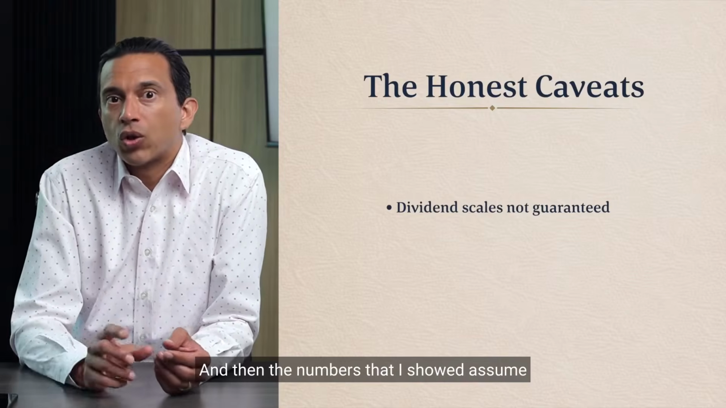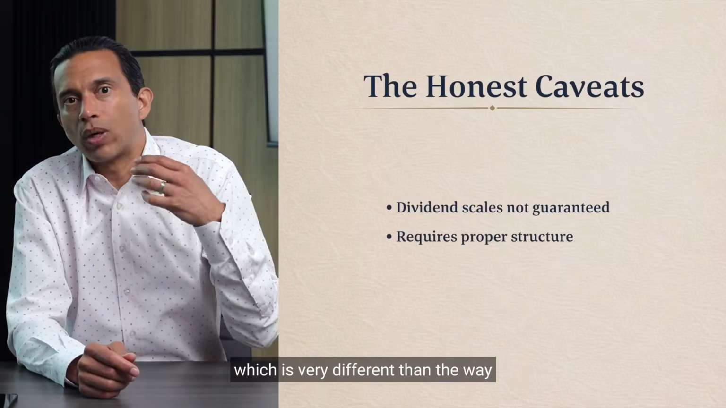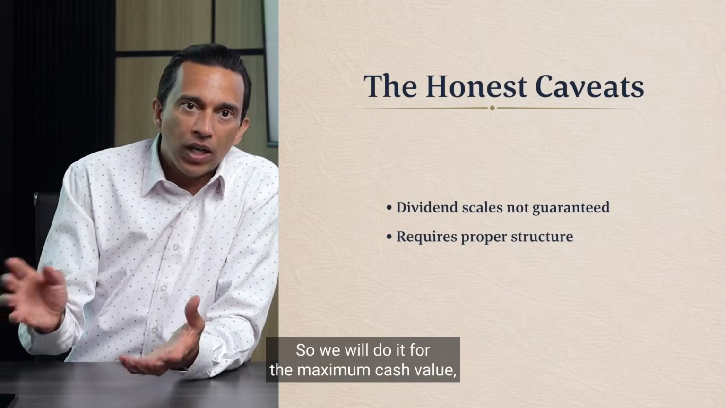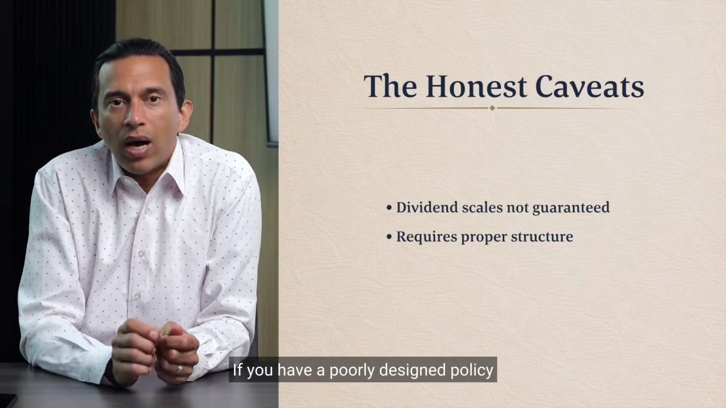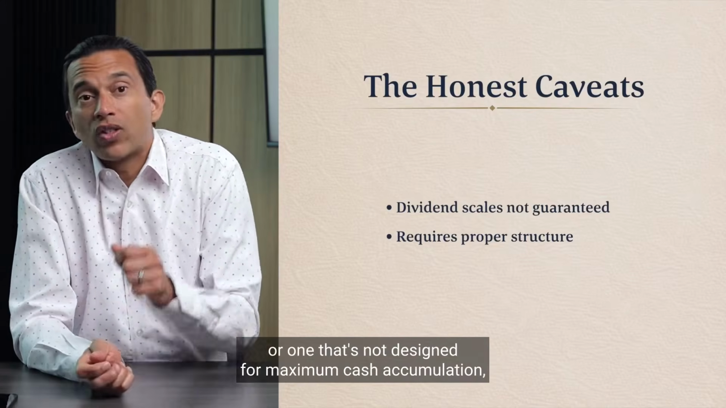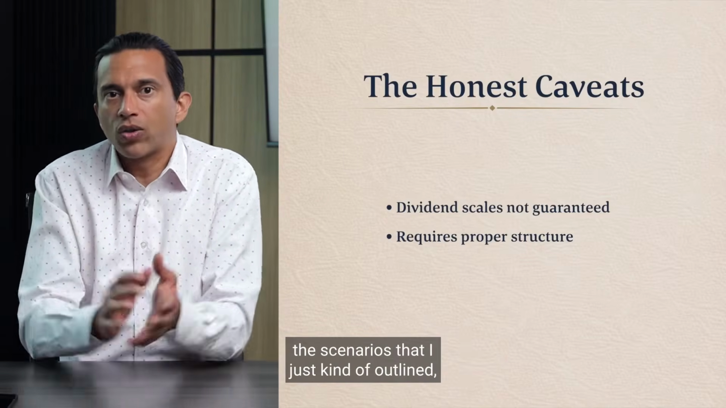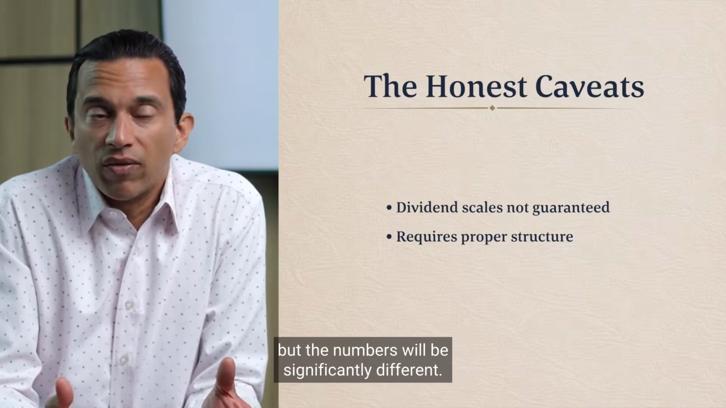And then the numbers that I showed assume that the policy is structured the way that we do it, which is very different than the way that most people would structure a whole life policy. So we will do it for the maximum cash value, putting the maximum amount of cash inside the policy. If you have a poorly designed policy, or one that's not designed for maximum cash accumulation, the scenarios that I just kind of outlined, the mechanics work, but the numbers will be significantly different.